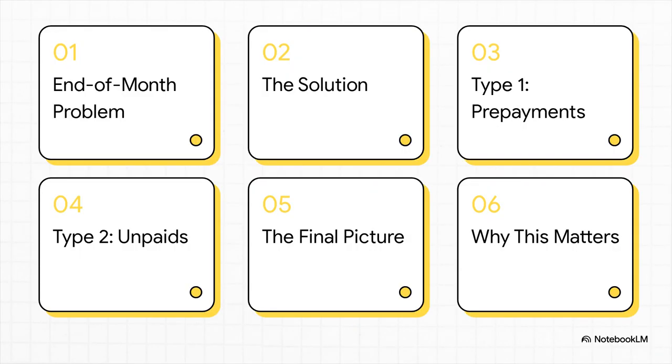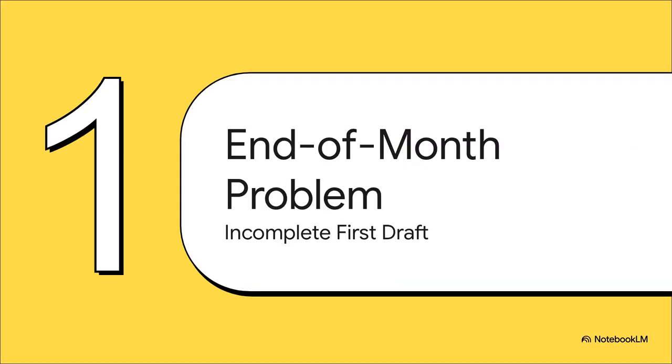All right, so here's our game plan. We're going to start with what I call the end-of-month problem. Then we'll look at the solution, which is, you guessed it, adjusting entries. We'll break those down into the two main types, prepayments and unpaids, using a really simple case study. After that, we'll see the final accurate picture and wrap it all up with why this is so critical for any business.